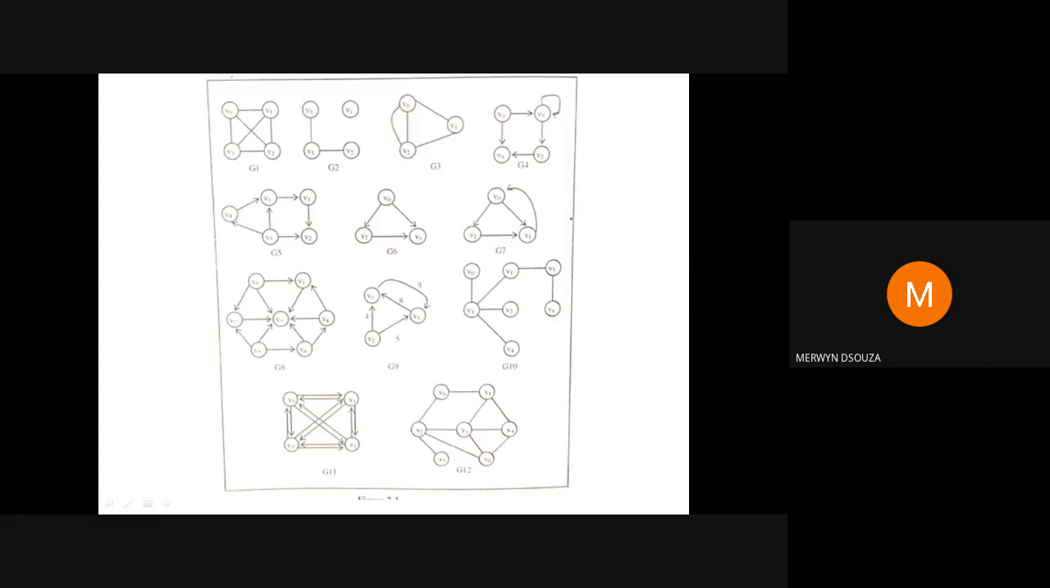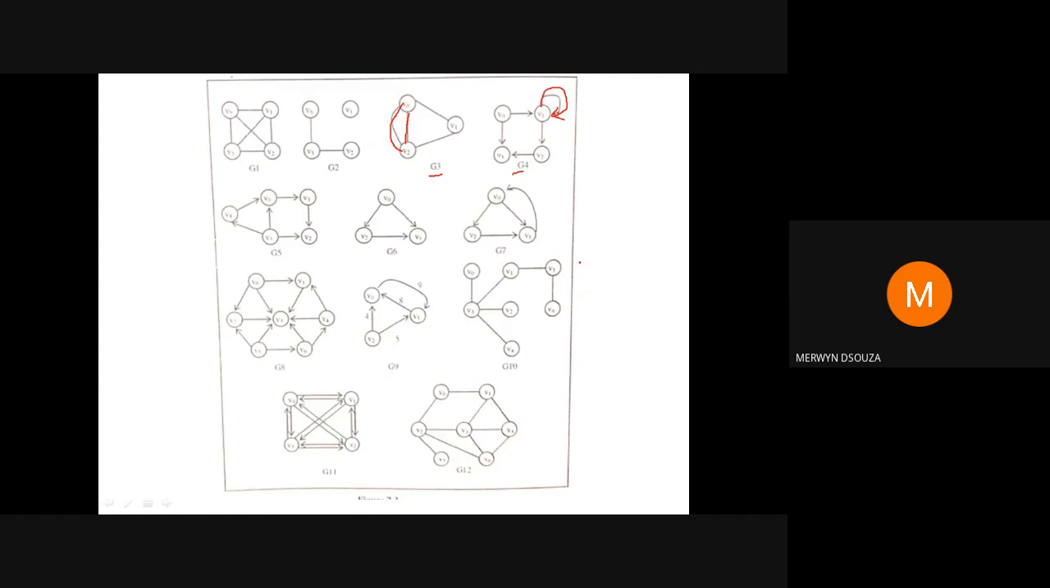Next definition is a multigraph. A graph which contains a loop or multiple edges will be known as a multigraph. So G3 and G4 are examples of that. This one has a loop, therefore it is known as a multigraph. Here it has parallel edges or multiple edges, therefore it is known as a multigraph. A graph which does not have a loop or multiple edges is called a simple graph.